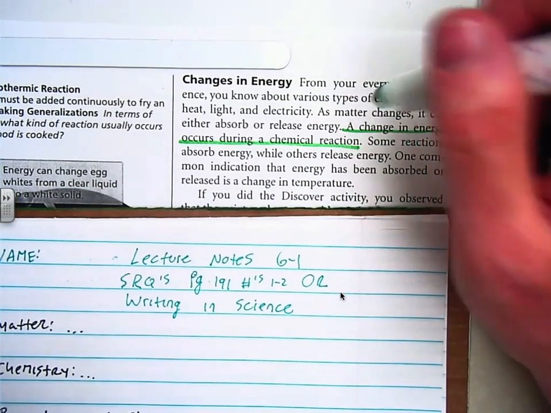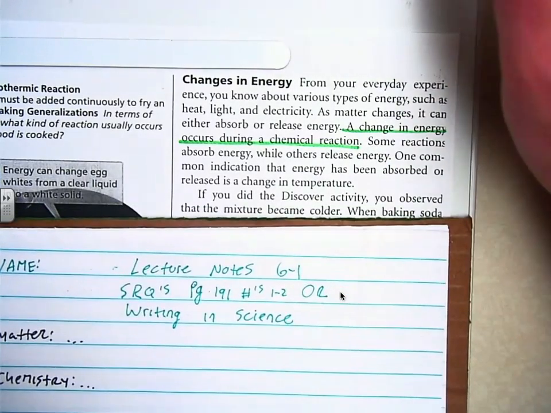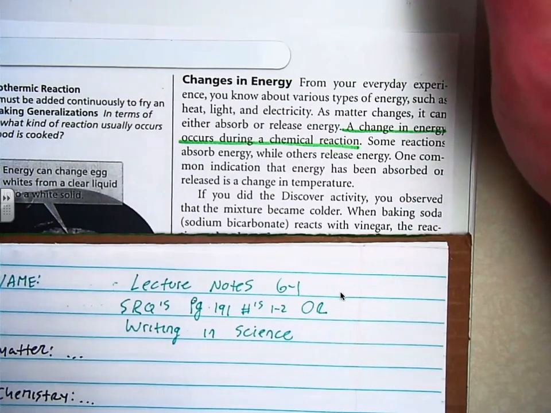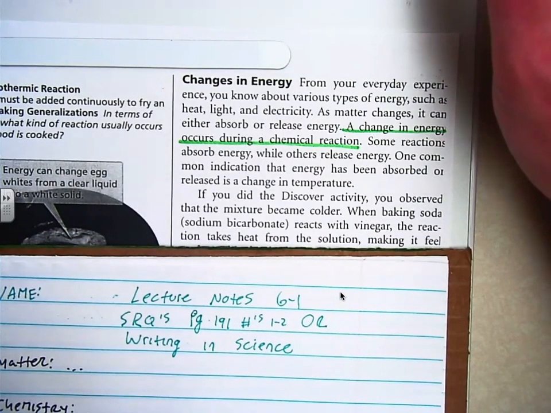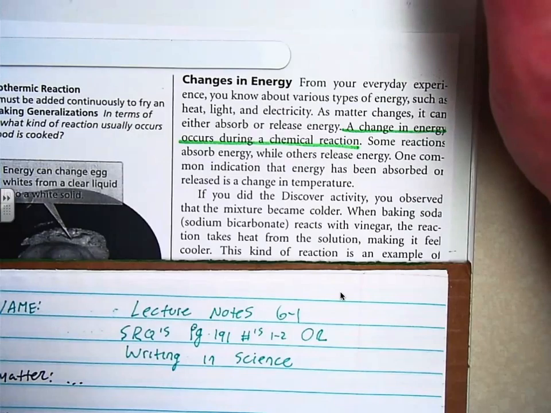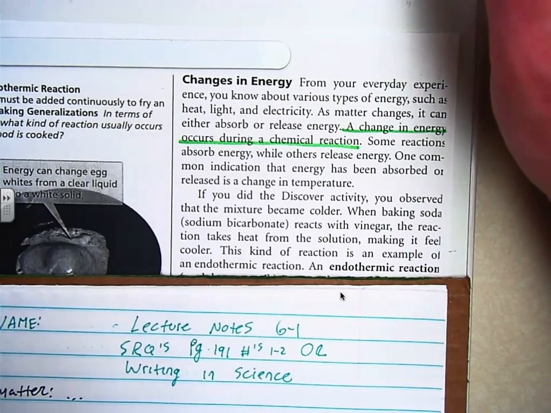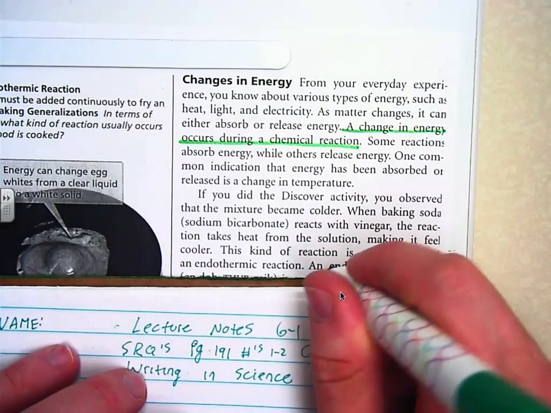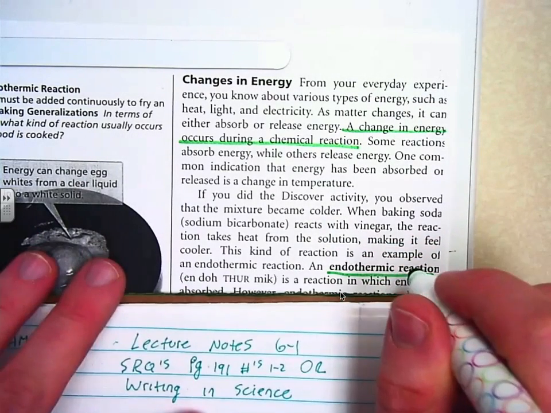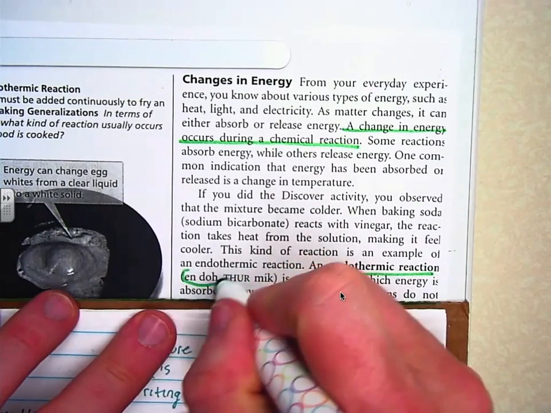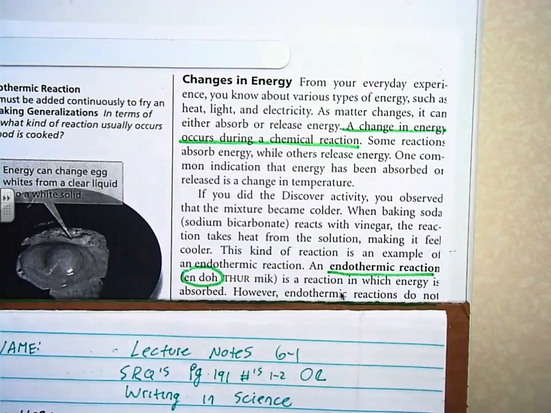If you did the discovery activity, you observed that the mixture became colder. When baking soda, sodium bicarbonate, reacts with water, the reaction takes heat from the solution, making it feel cooler. This kind of reaction is an example of an endothermic reaction. An endothermic reaction, this is a great quiz question and vocab word, is a reaction in which energy is absorbed. Endo means to go inside or inside. For example, you've heard the word endoscope or endoscopy.